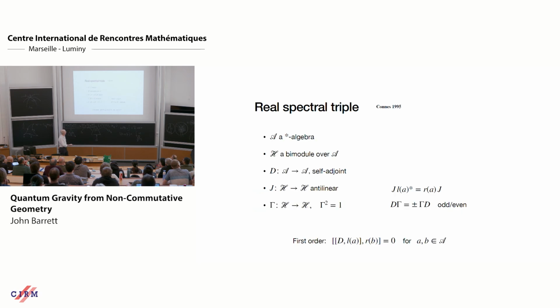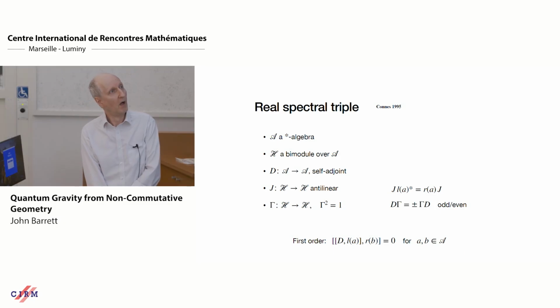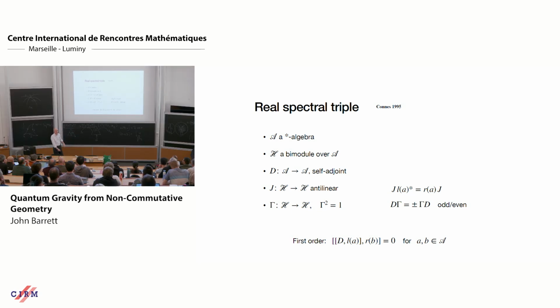Okay, so the property on the right there, J interchanges the left and the right actions of the bimodule. And finally at the bottom there is gamma, which is the chirality operator. So it squares to 1, so it has eigenvalues plus or minus 1, which are the left-handed and right-handed fermions. So the fermions are the things living in curly H, the Hilbert space. And on the right there you see that D commutes or anticommutes with the chirality operator depending whether it's odd or even.